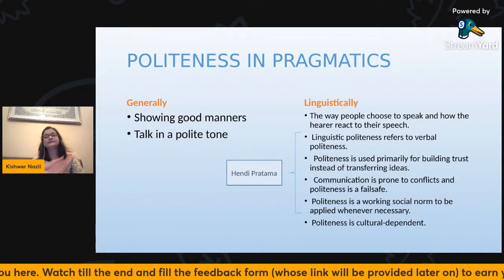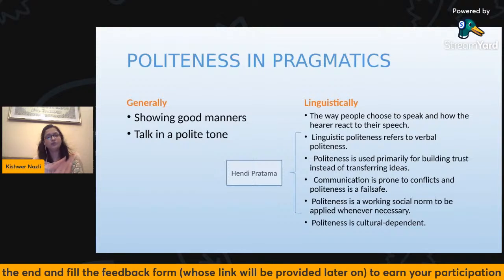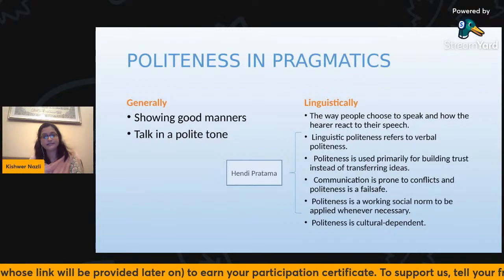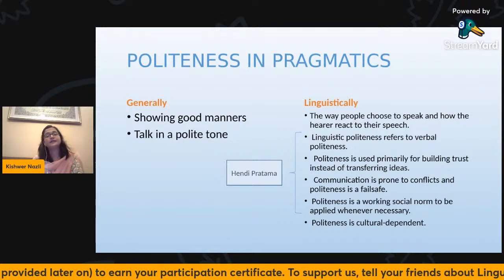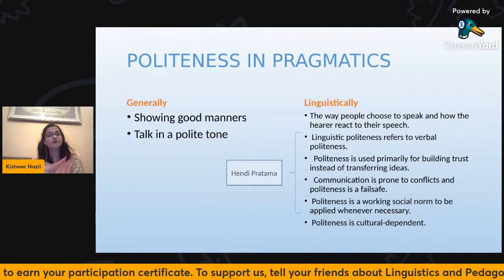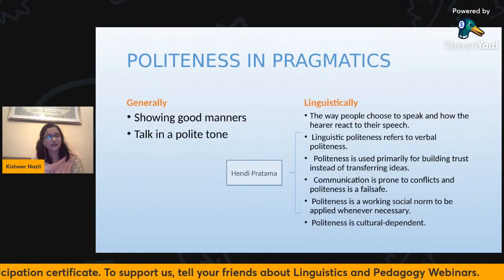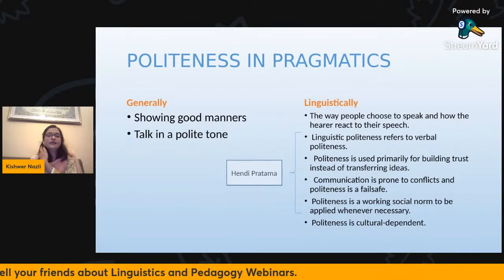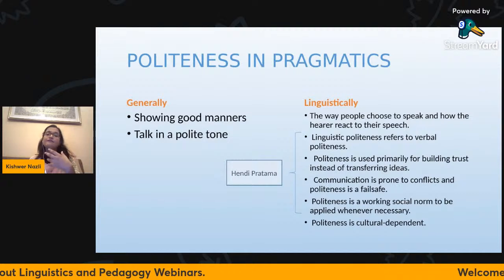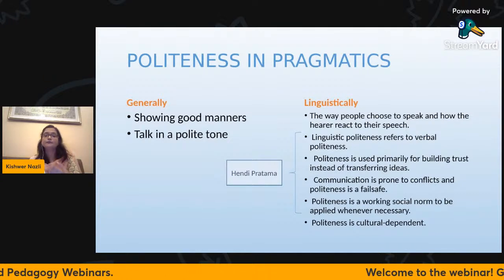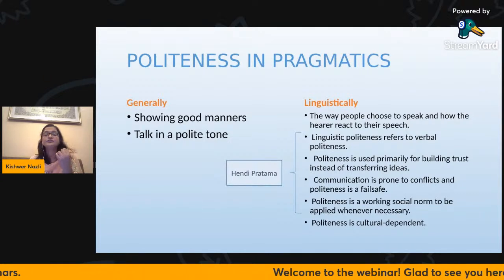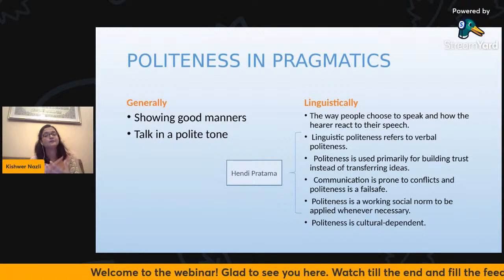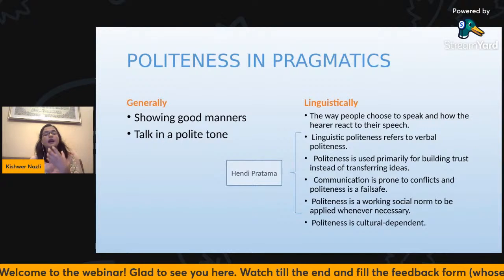So linguistic politeness refers to verbal politeness. We all know that the derivative of verbal politeness is written politeness, but politeness is used primarily for building trust instead of transferring ideas. See the difference? Here, politeness is not just serving the role of analyzing the words and meanings. Rather, politeness is used primarily for building trust instead of transferring ideas. We transfer ideas, but there must be an aspect of trust, faith, harmony.